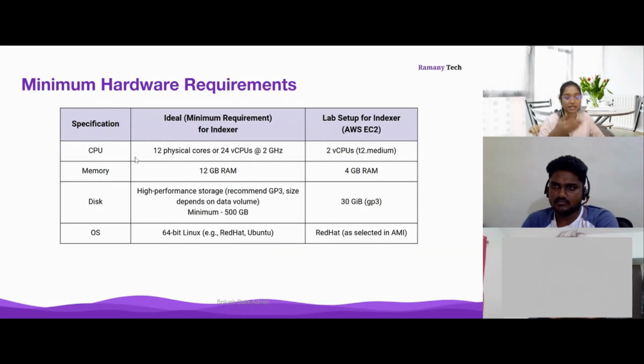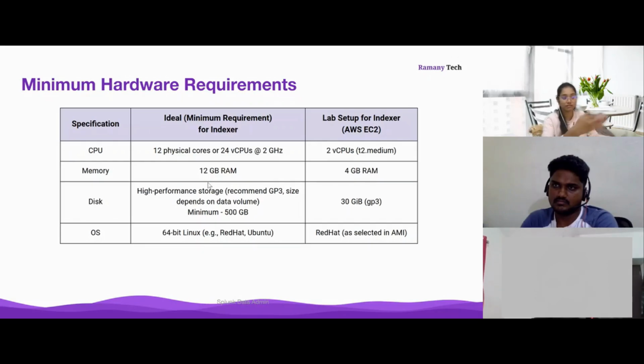For those components, they have given different minimum requirements based on usage, because the indexer is going to store your data. So in that case, it needs a large amount of disk. Based on that, they have given the values. For the CPU, you need at least 12 physical cores or 24 virtual CPUs at 2 gigahertz. And for memory, you should have 12 GB RAM. This is entirely for production.